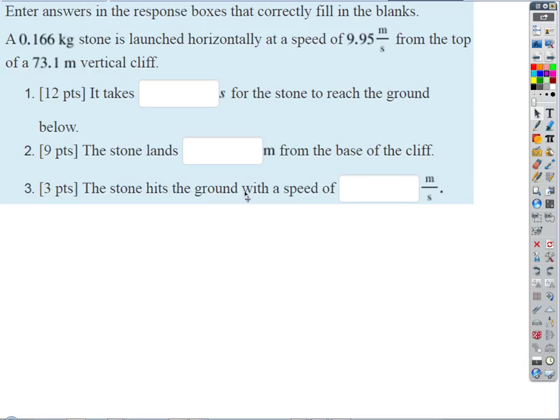Okay, so on to projectile motion. So what about this one? We've got this stone that's launched horizontally, and they give us the initial speed, and they tell us how tall the cliff is. So we want to know, how long does it take for the stone to reach the ground below? These are really important questions. We talked about this, but it's been a while, so let's go back.